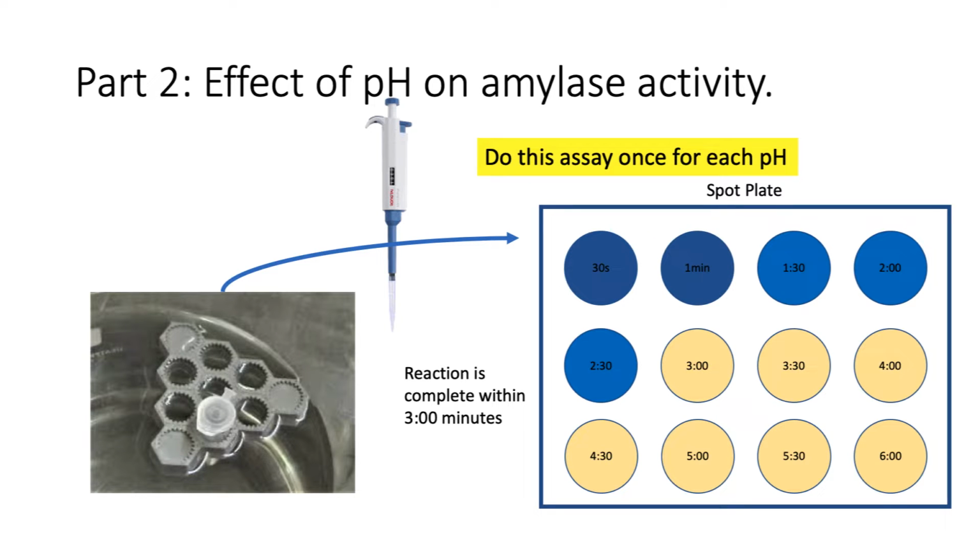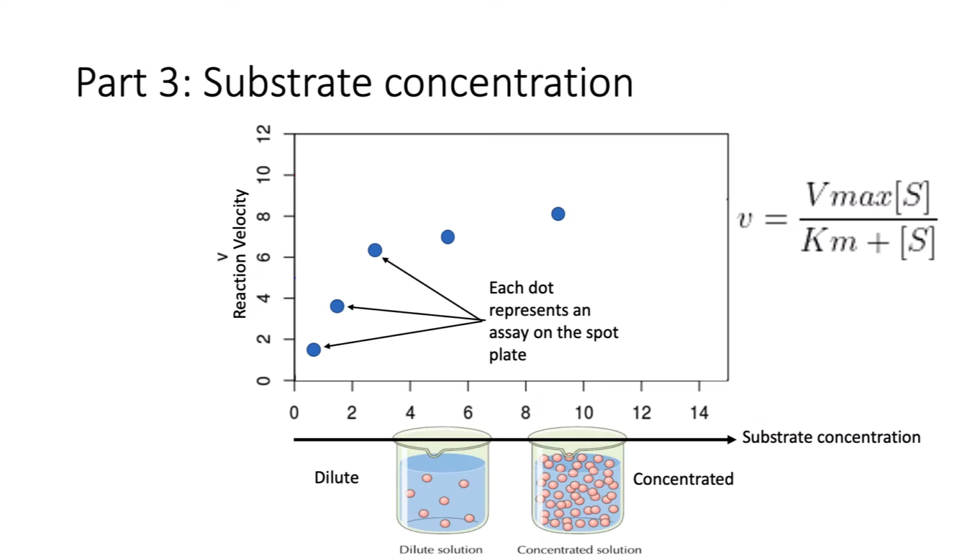We're going to do this once for every single pH, and then we'll plot those on a graph. And we'll look for the optimal pH that the enzyme works in. Okay, in the third part of the lab, that we'll almost certainly do next week, we're going to be looking at the effects of the substrate concentration on the reaction speed.